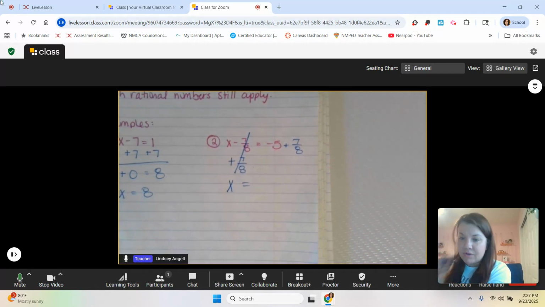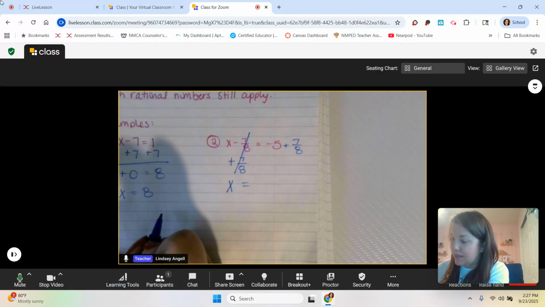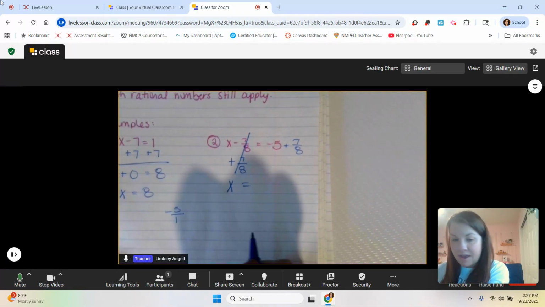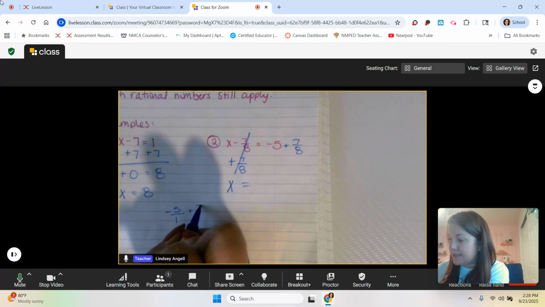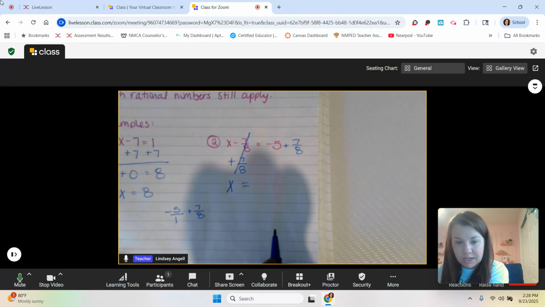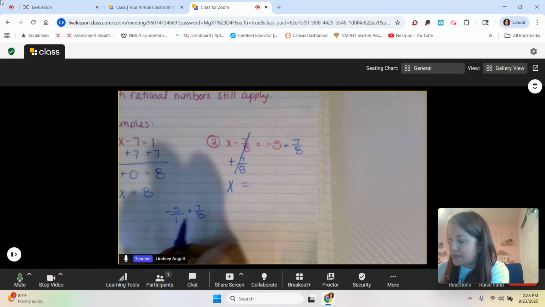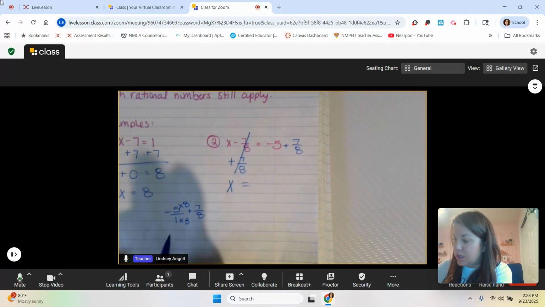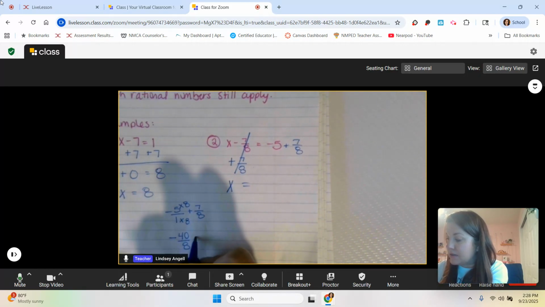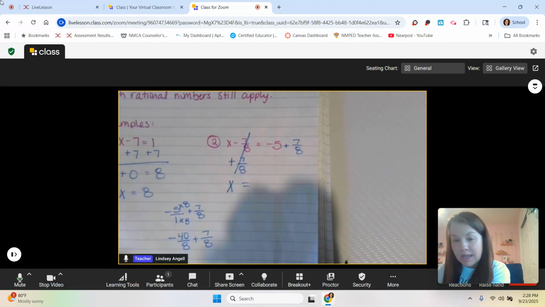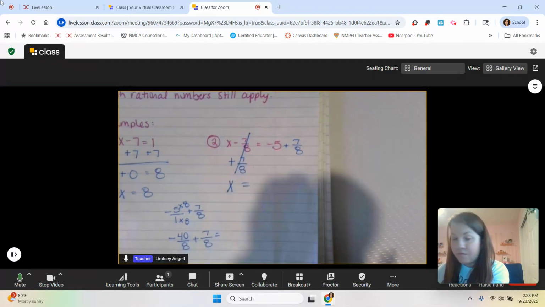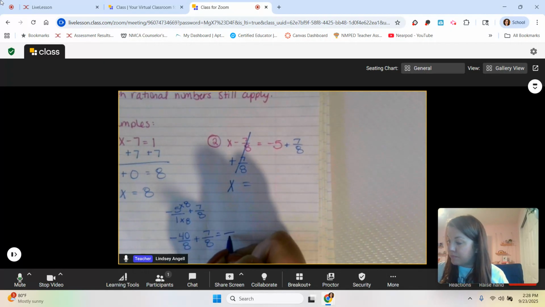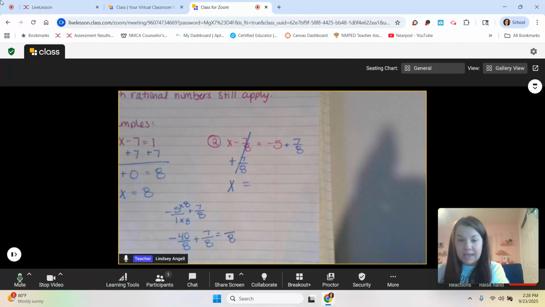So the best thing for us to do, we're going to come off to the side and think, okay, I can write negative 5 over 1 plus 7/8. Well, I need to have a common denominator. So the 8 is good. I can turn a 1 into an 8 by multiplying by 8. Whatever I do to my denominator, I have to do to my numerator. So really this is like saying negative 40 over 8 plus 7/8. Okay? Well, negative 40, right? Well, for my denominator, I can keep that as an 8.